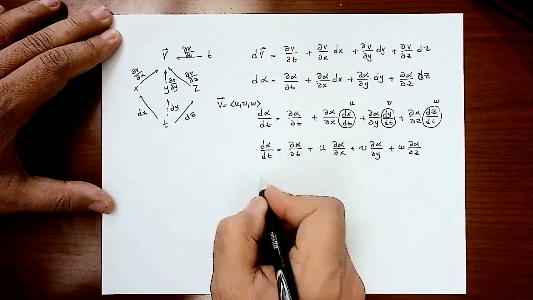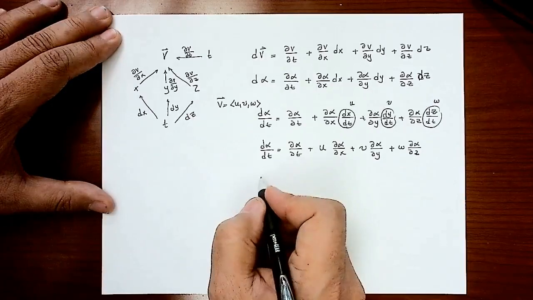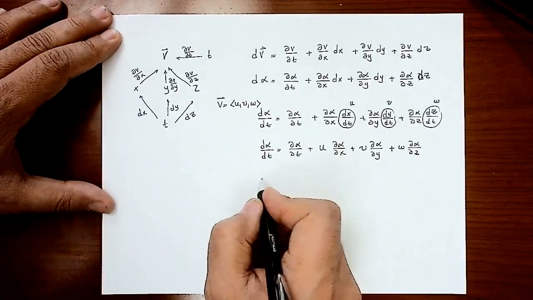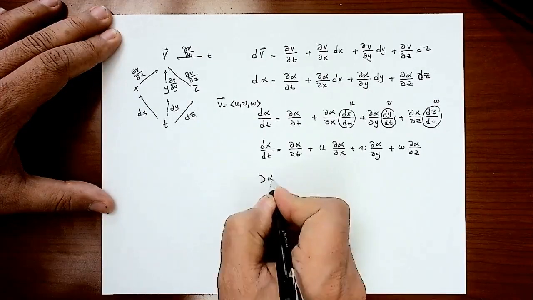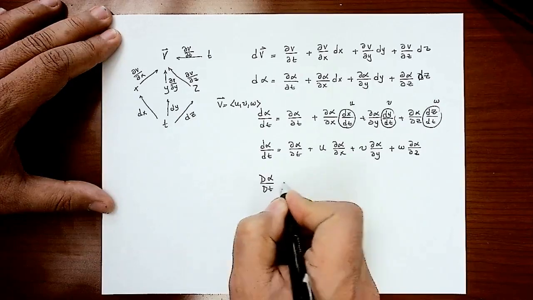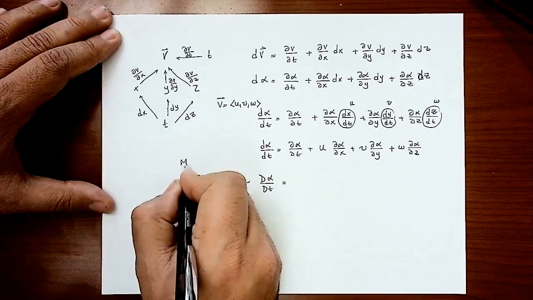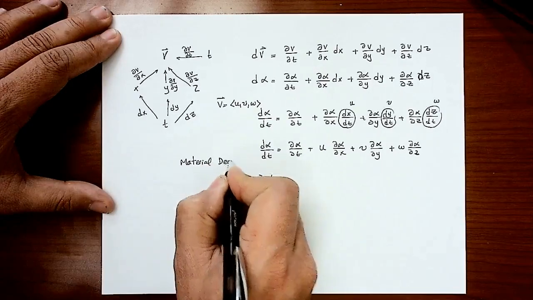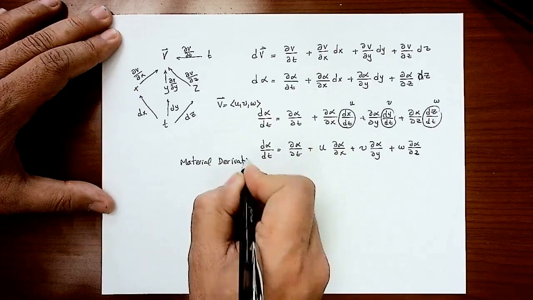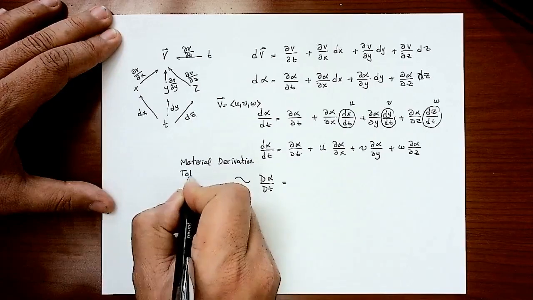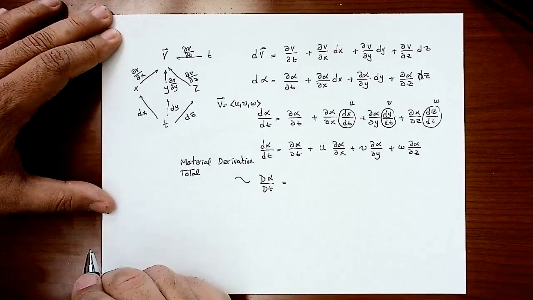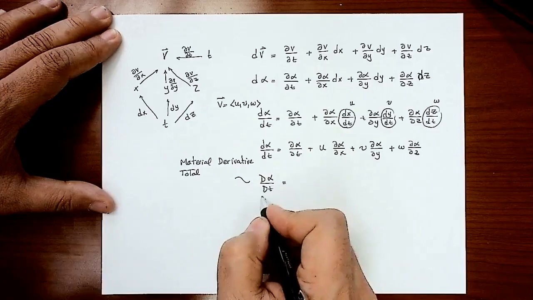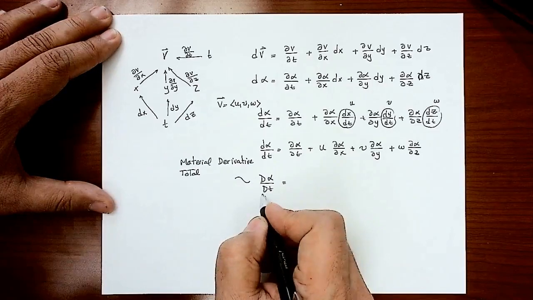And we call that actually the total derivative d alpha by dt, that's called the material derivative, or sometimes we call it the total derivative. Okay, so d alpha by dt, this is how we call the total derivative.